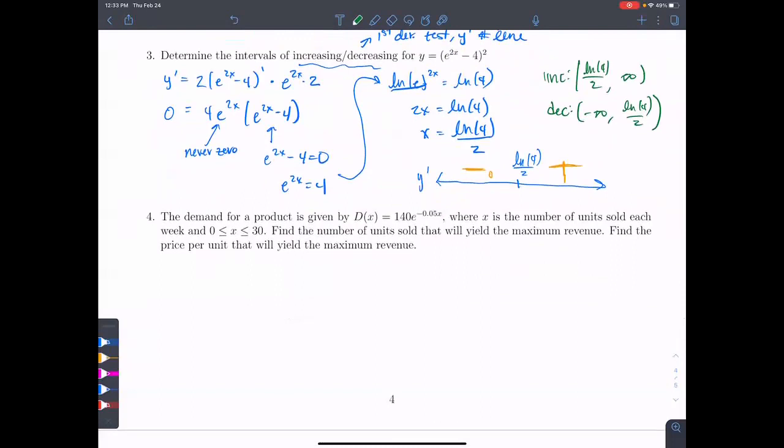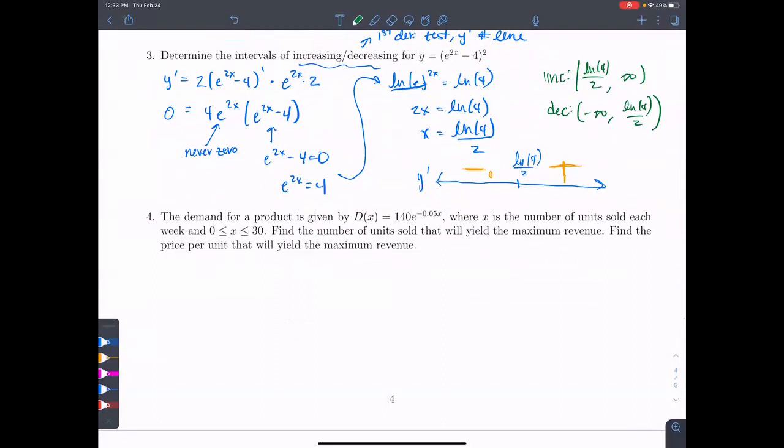Okay. Lastly, number 4, we have the demand for a project given by d of x equals 140 e to the negative 0.05 x. X is the number of units sold in a week. X is between 0 and 30. Find the number of units sold that will yield the maximum revenue, and find the price per unit that will yield the maximum revenue.